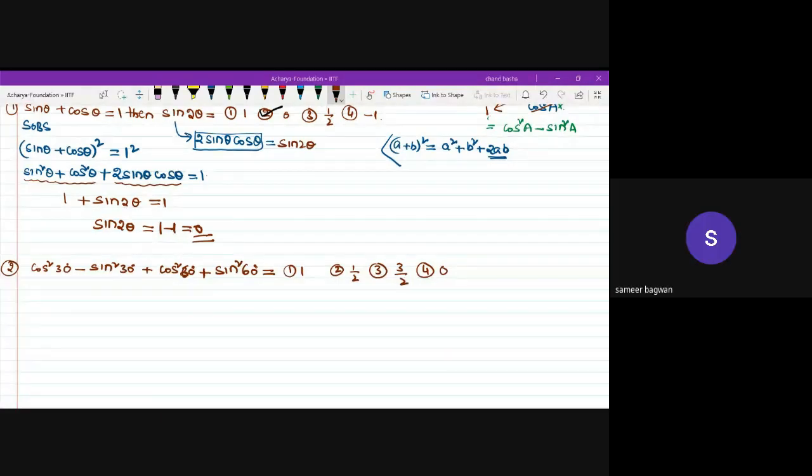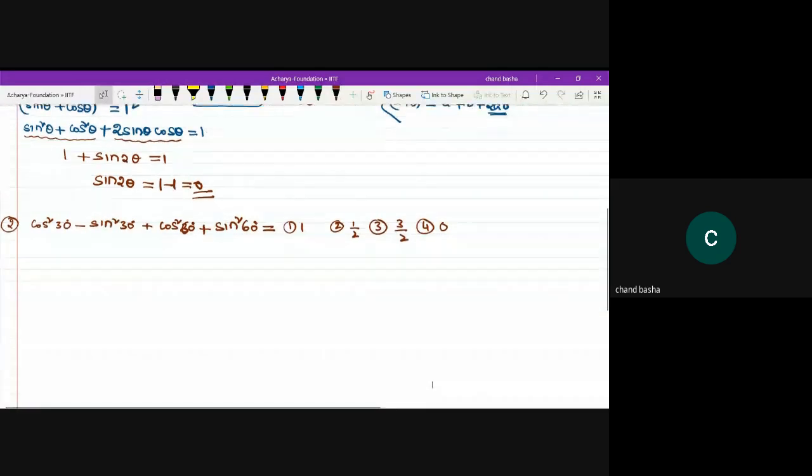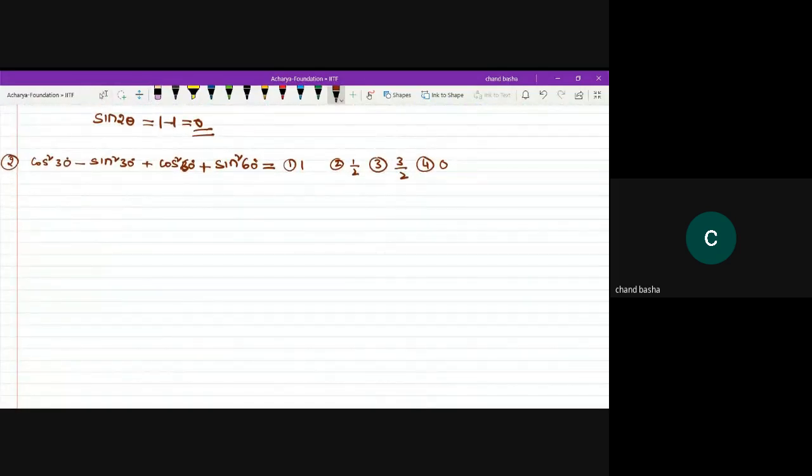Yes, option 3. Third option, 3 by 2. Very good. Your answer is 3 by 2. If you want, you can make use of the formulas or identities. That is your choice. If you want, you can substitute the values directly.